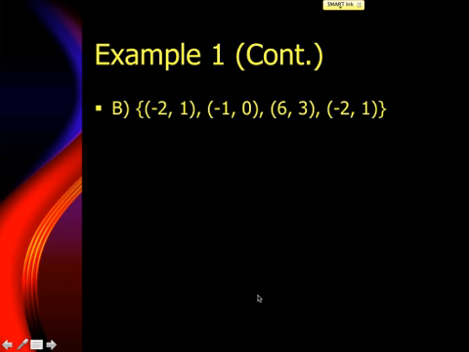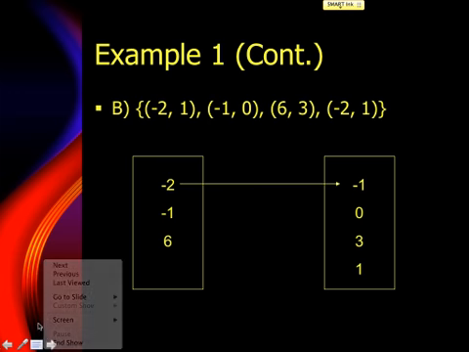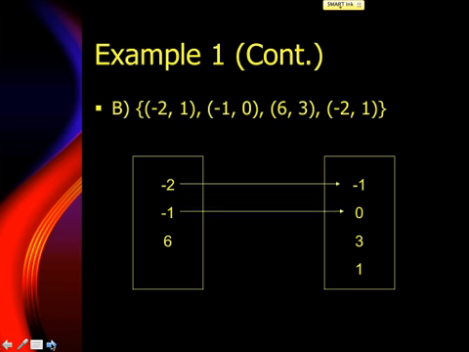For example 2, go ahead and draw your x and your y maps, or your boxes for your x's, and then here are your values for your y's. And notice if you have an x value that's listed twice, like -2, you only list it once in your box. And then we go ahead and line up the pairs. So -2 goes to, I'm sorry, this right here should be a 1. And then we have -1 goes to 0, 6 goes to 3, and then -2 goes to 1.